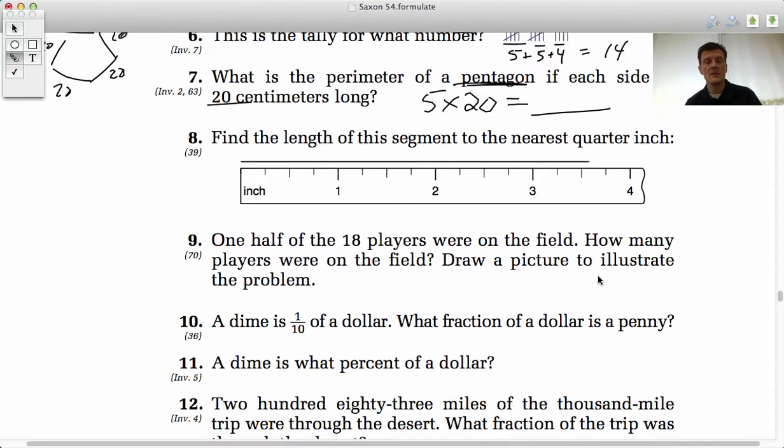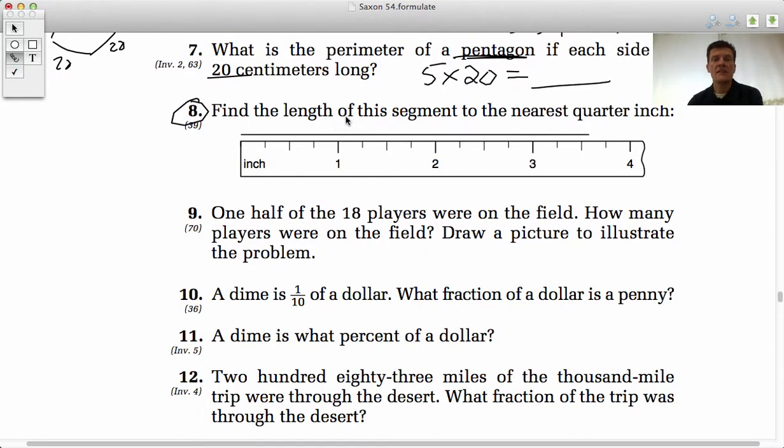Okay? Number 8. Find the length of this segment to the nearest quarter inch. So you'll notice that this is measuring by inches, and every mark there is a quarter of an inch. So we're going to measure the length of this segment out to here, and that is the closest segment right there, it looks like, and that is 3, and then 2 quarters. So this is a quarter, and another quarter is a half. So that's 3.5 inches.